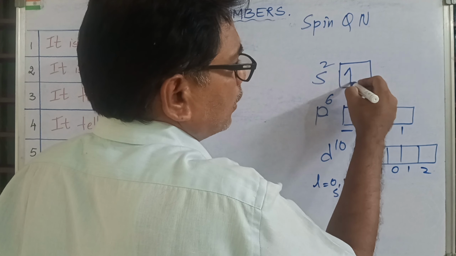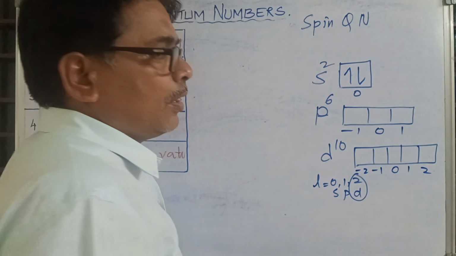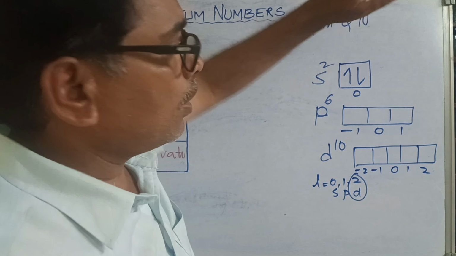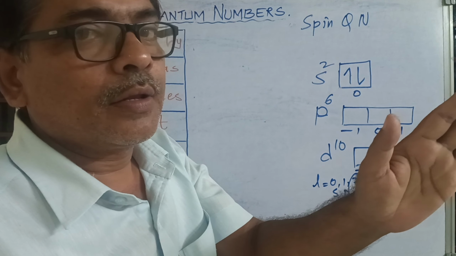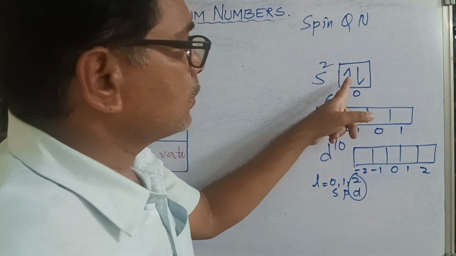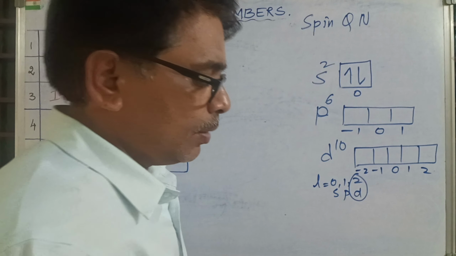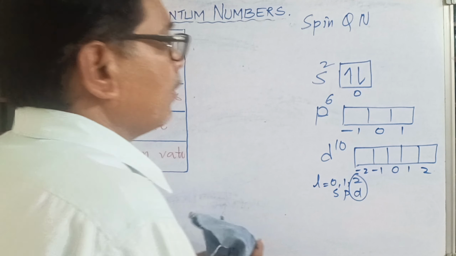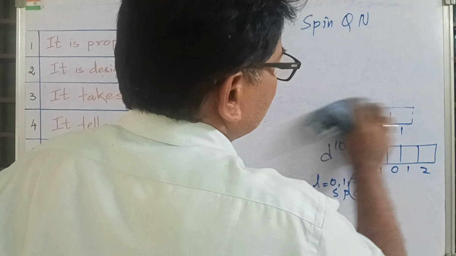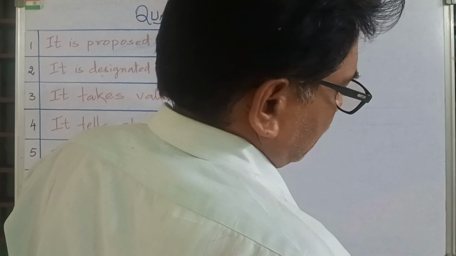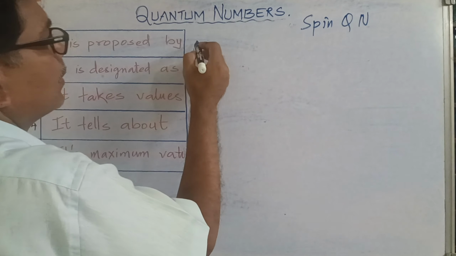Each box holds 2 electrons. That means they should not be in the same spin, but opposite spin. One is clockwise, the other one is anti-clockwise. That is what you mean by spin quantum number. In each box there are 2 electrons, and both electrons are not with the same spin. So that's what the spin quantum number is.